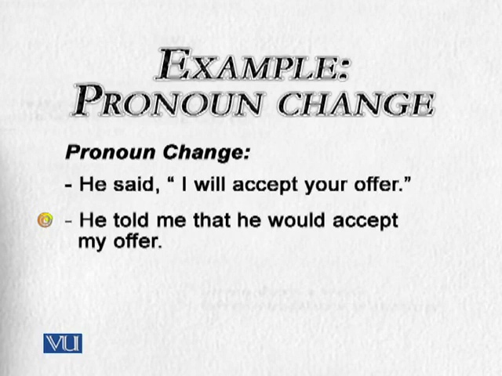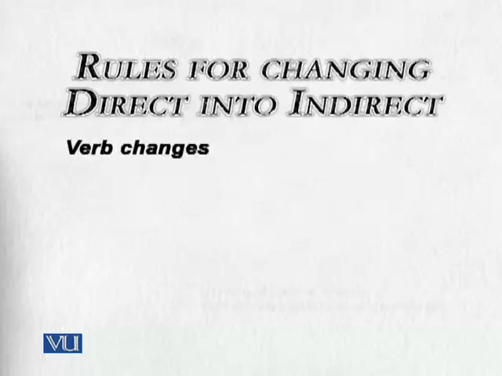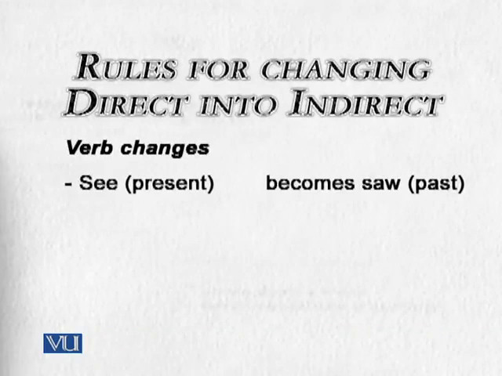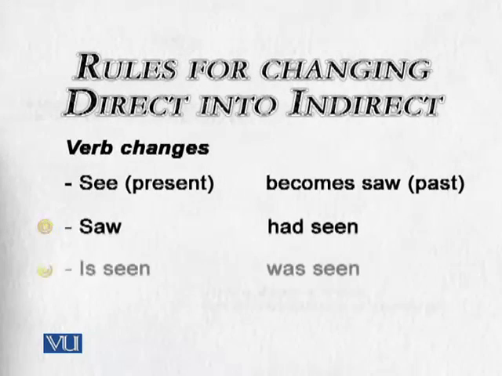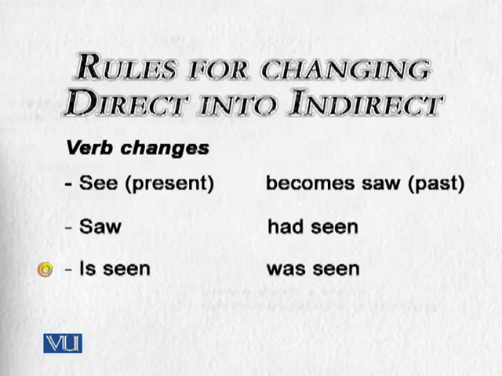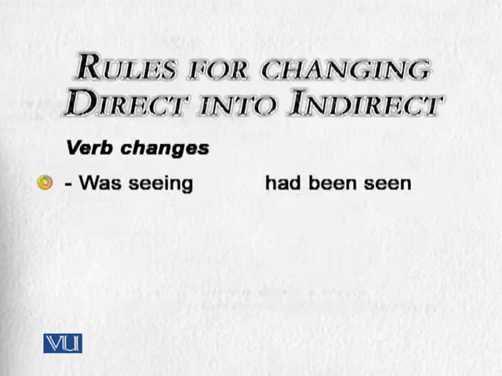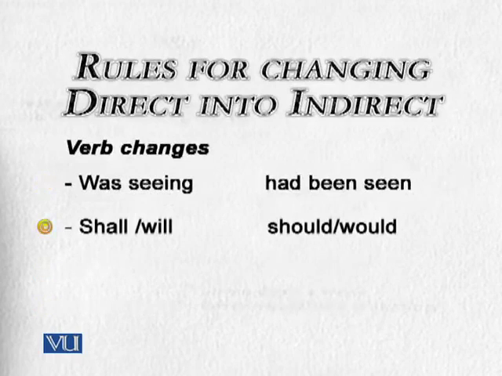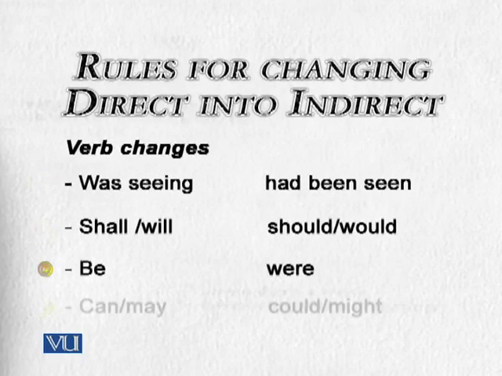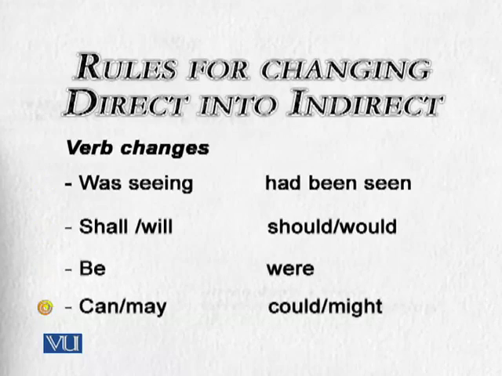Now, let's see some verb changes also. Verbs are going to change in this pattern. If there is see as present, it becomes saw as past. Saw will become had seen. Is seen will become was seen. And in the same way, am or are will, of course, become was and were accordingly. Has seen into had seen. And was seeing into had been seen. And shall and will become should and would. Be into were. And can and may into could and might.